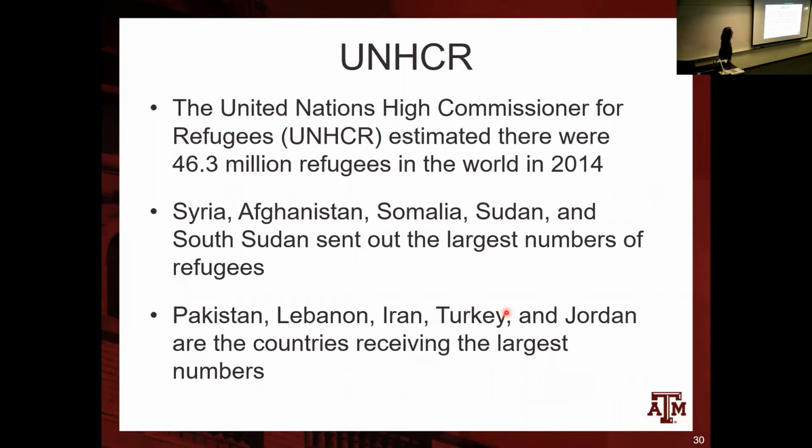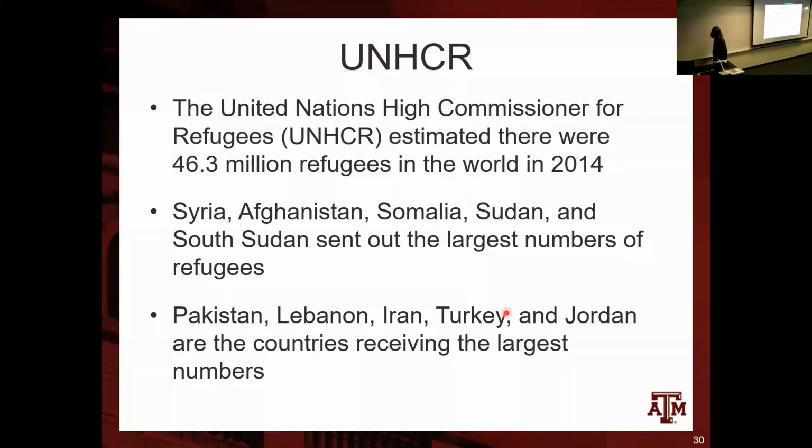The United Nations High Commission for Refugees, UNHCR, really good source of data that you can get information about recent flows of refugees, asylum seekers. I always use their website to get information about the refugees, where the refugees from Syria are living nowadays. So they are a really good source of data to get information about refugees in the world. And they estimated around 46.3 million refugees in the world in 2014.